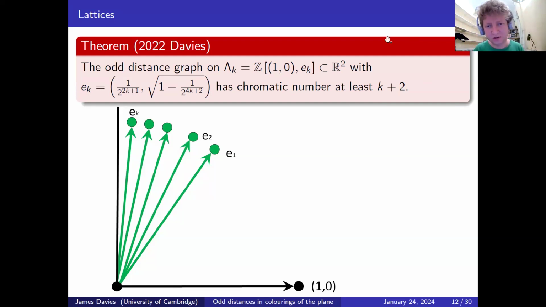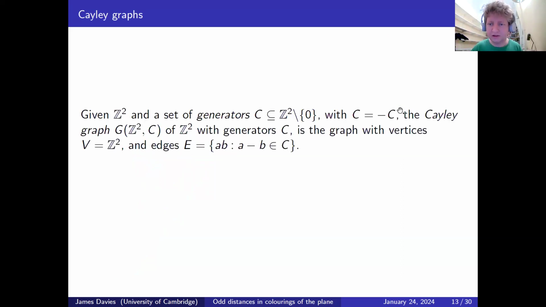Okay, so this is the plan. We're going to look at the chromatic number of the odd distance graph on these 2-dimensional lattices. So it'd be convenient to have some better notion for what these graphs are. Actually, they're just going to end up being Cayley graphs over our group Z squared.